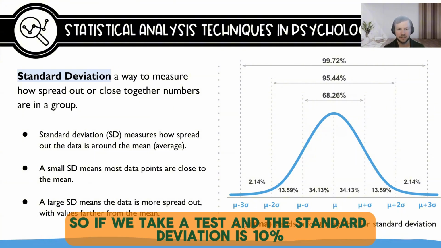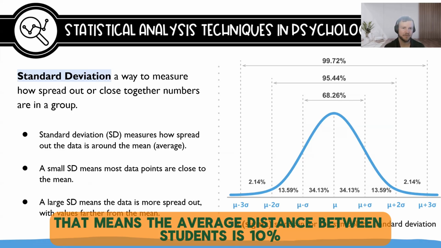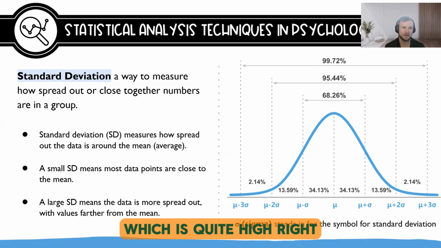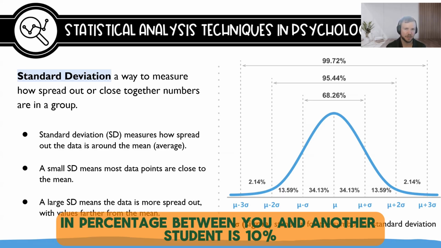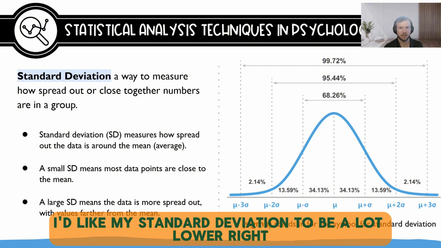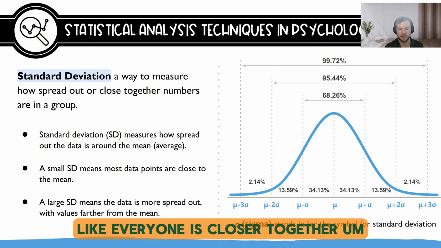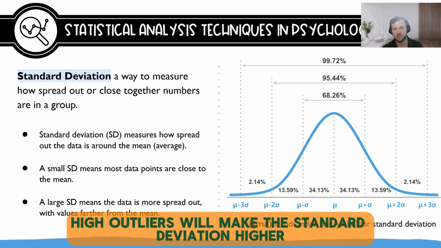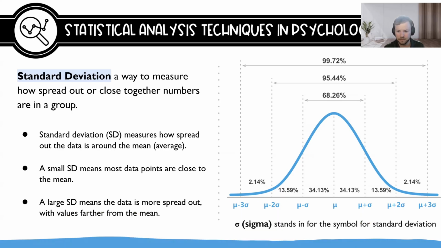So if we take a test and the standard deviation is 10%, that means the average distance between students is 10%, which is quite high, right? The average distance in percentage between you and another student is 10%. It's quite high. When I give a test, I'd like my standard deviation to be a lot lower, right? I want people to be on the same page, like everyone is closer together. High outliers will make the standard deviation higher.